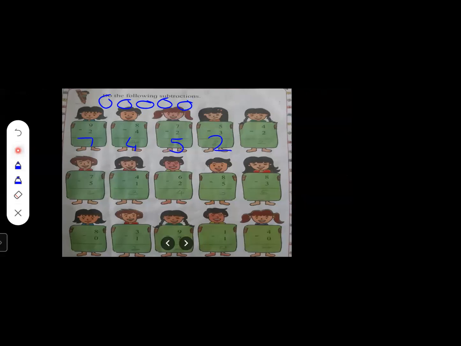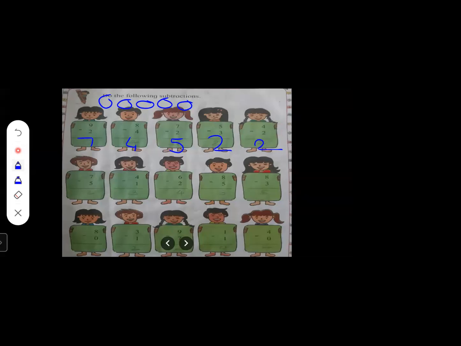4 minus 2. So take 4 fingers on your hand. Minus 2 is given. Close 2 fingers now. How many fingers are left? 1, 2. So 4 minus 2 is what? 4 minus 2 is 2.